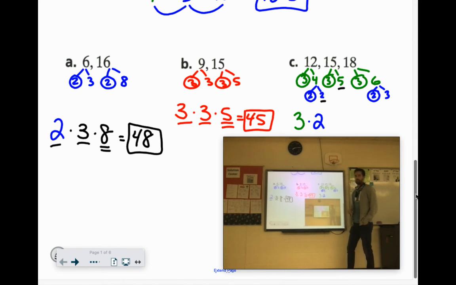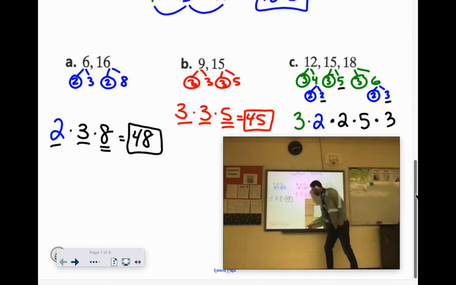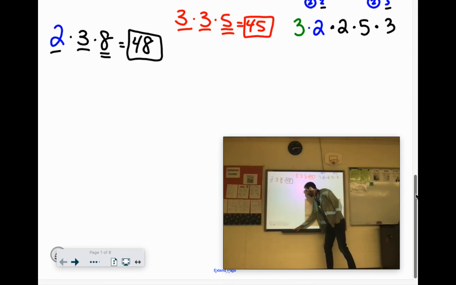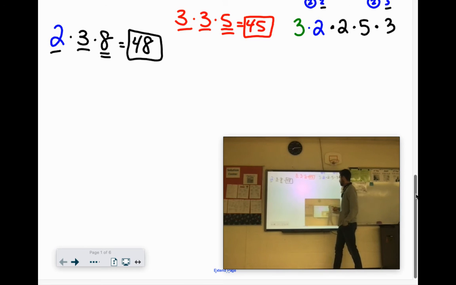Do 2 and 5 have anything in common? No. Do 2 and 3 have anything in common? No. Do 5 and 3 have anything in common? No. So we've taken every possible common factor with every set out. So then we just bring down the leftovers. Times 2, times 5, times 3. Now remember your commutative property, and this would be the commutative property. It doesn't matter the order that you multiply in, go with what's going to be easiest for you.